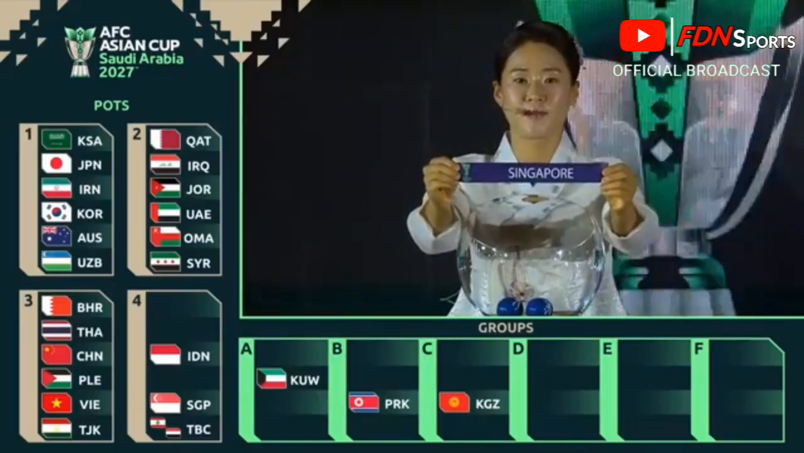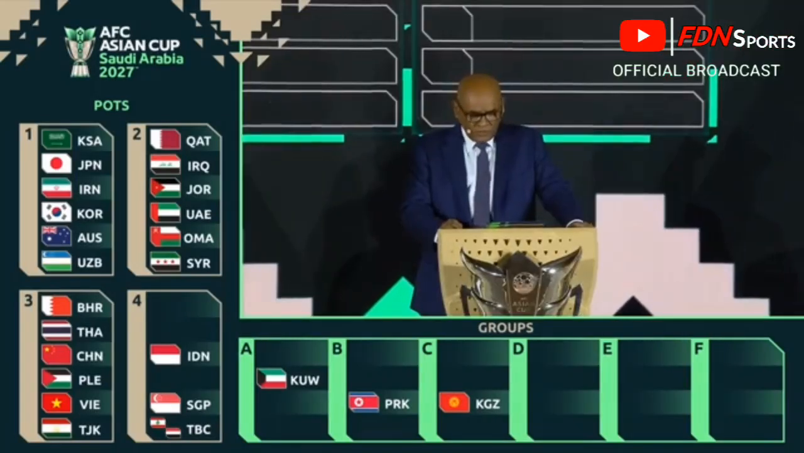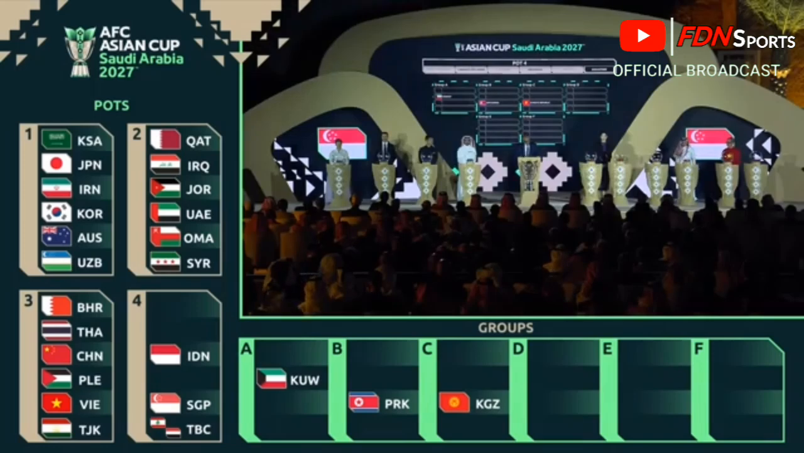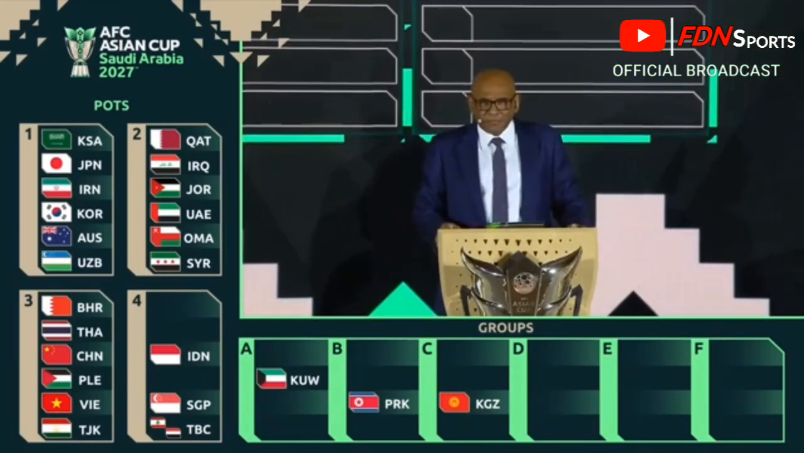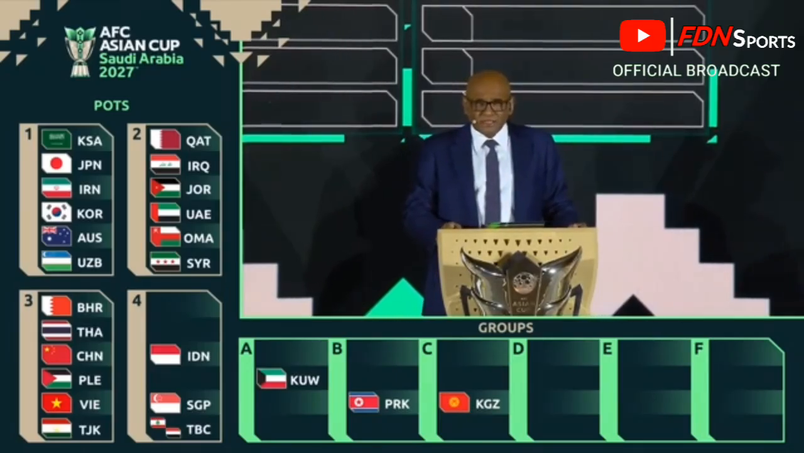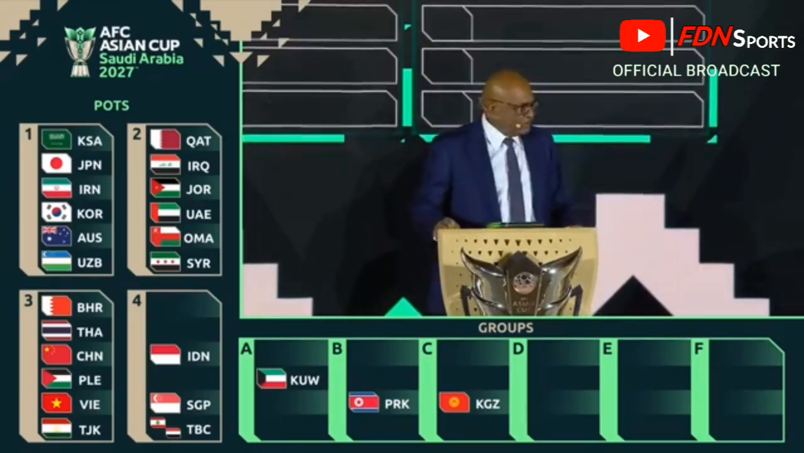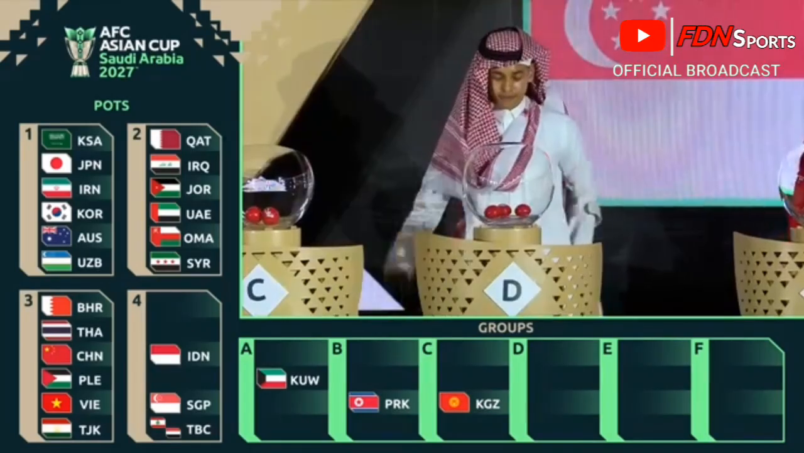Singapore. Singapore, first appearance on merit, previously was host in 1984. Qualification ends a 43-year absence from the tournament. Ended their final round of qualifiers unbeaten with 4 wins and 2 draws. Thank you. Thank you so much. Hazan, Group D.